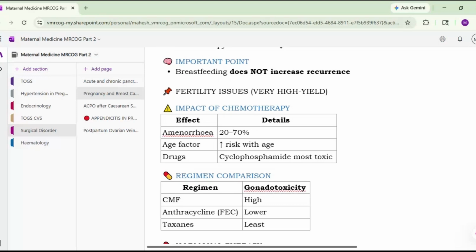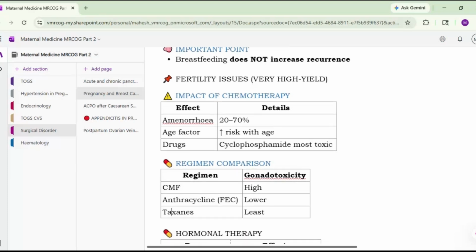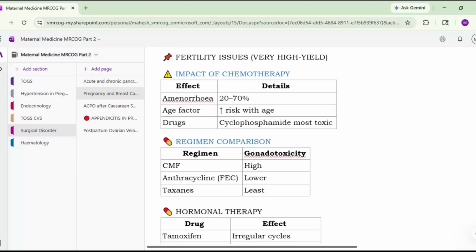There may be an effect of the chemotherapy. Amenorrhea is seen in around 20 to 70% of patients. Generally, age is a factor, because as the age increases, fertility also reduces. And drugs like cyclophosphamide are the most toxic drugs. If you see the chemotherapeutic agents, among them cyclophosphamide is the highest gonadotoxic.